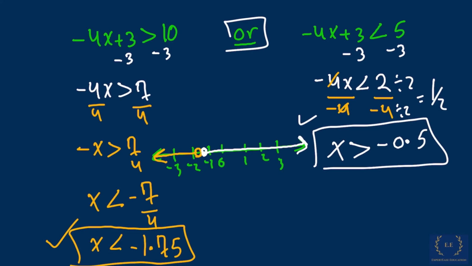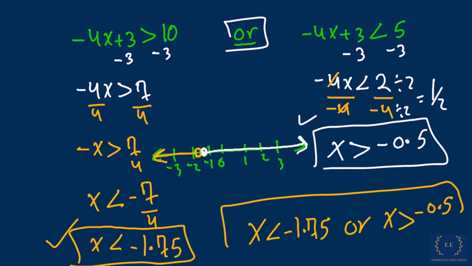Since we are dealing with an OR compound inequality, our solutions are x less than minus 1.75 or x more than minus 0.5. These are basically my solutions satisfying my compound inequality in this current case.